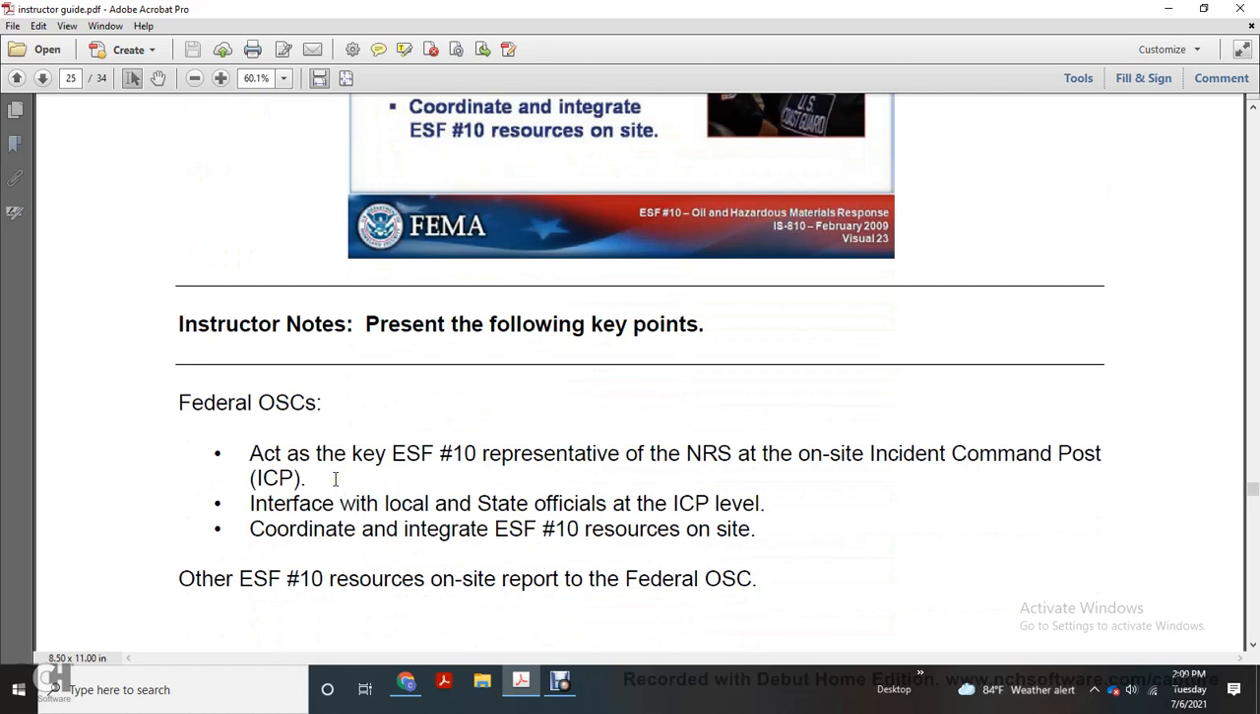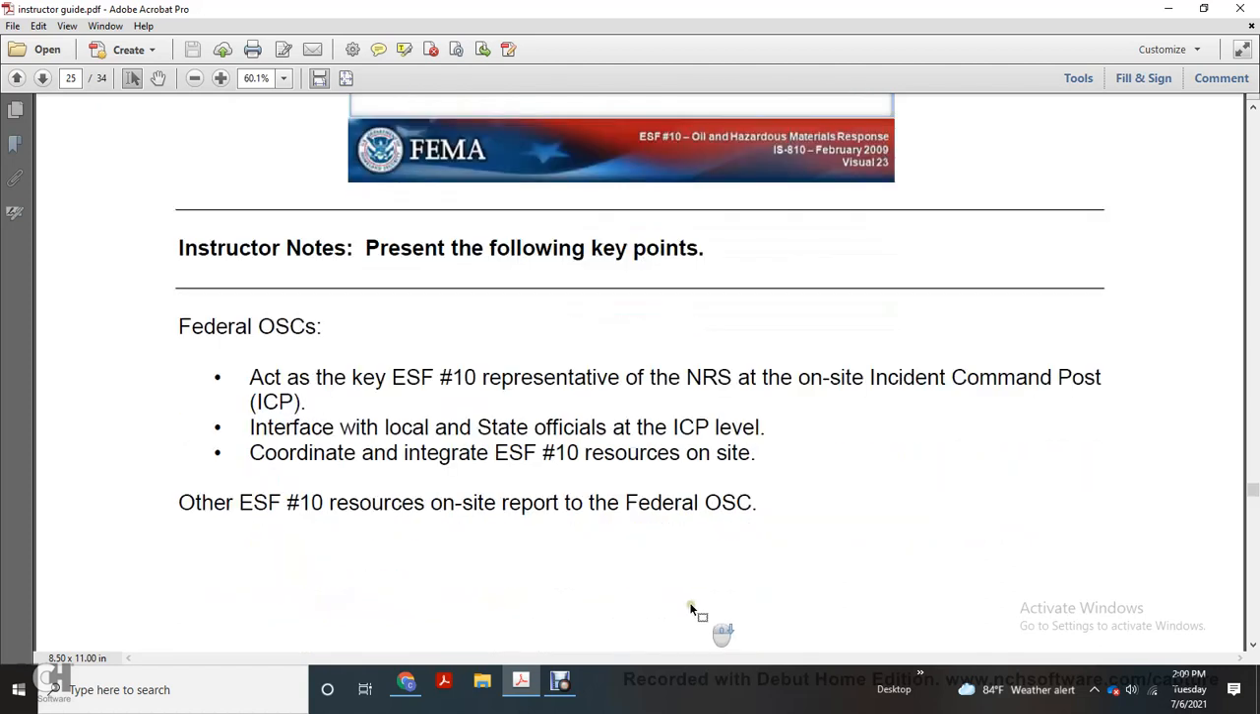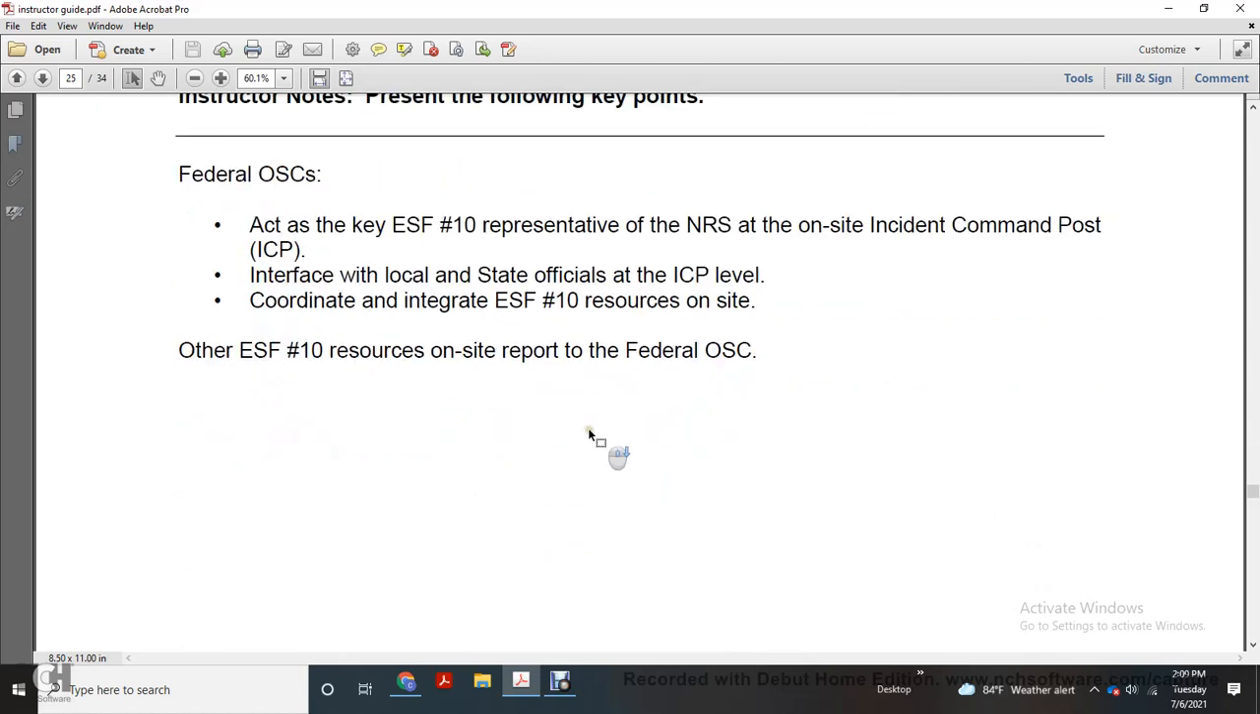The on-scene section chief acts as the key Emergency Support Function number 10 representative of the National Response System at the Incident Command Post, interfaces with local and state officials at the Incident Command Post level, coordinates integrated Emergency Support Function number 10 resources on site, and reports to the federal on-scene coordinator.